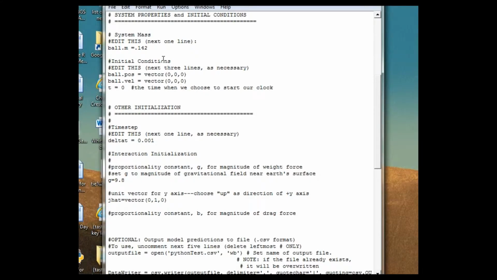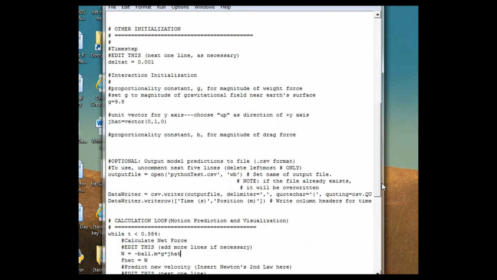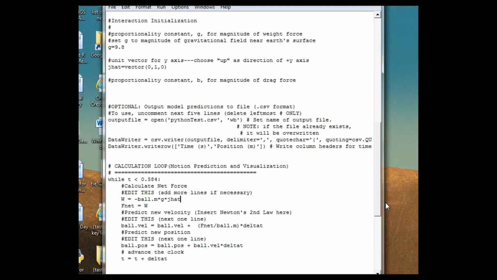So here is the VPython file with gravity only involved. The ball mass is 0.142 kilograms. The initial position is a 0 vector in meters. The ball velocity is initially a vector of 0 meters per second, and the initial time is 0. The delta time is 1,000th of a second. The gravitational constant is 9.8 newtons per kilogram, and the j hat is a vector of 0, 1, 0.